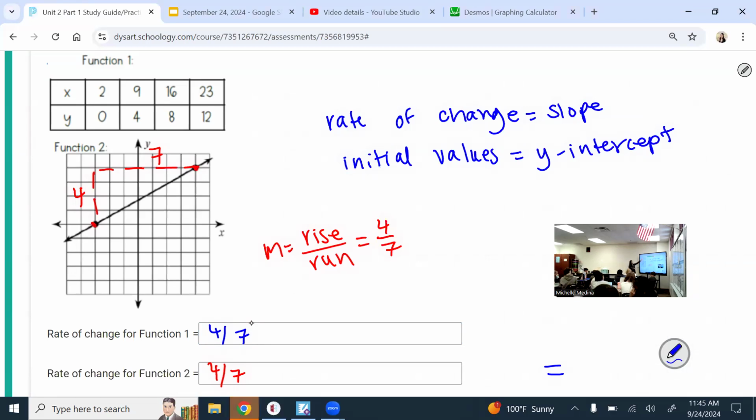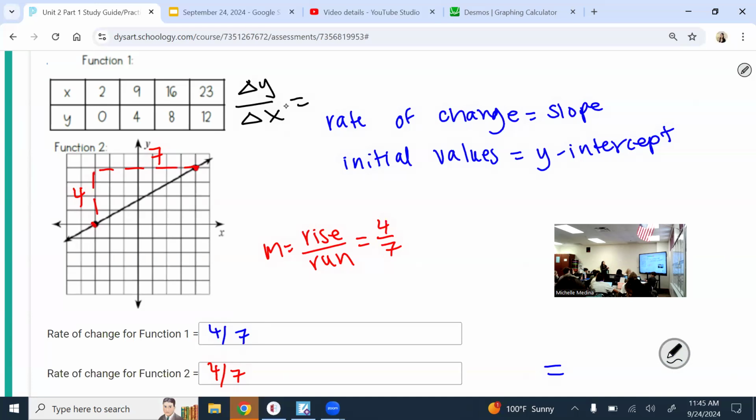But also, like with tables, you can use Desmos. Desmos can graph for you, and you can count your rise over run. But with tables, I think this formula for slope is easier. That's your change in y divided by change in x. That's just another way to say rise over run.